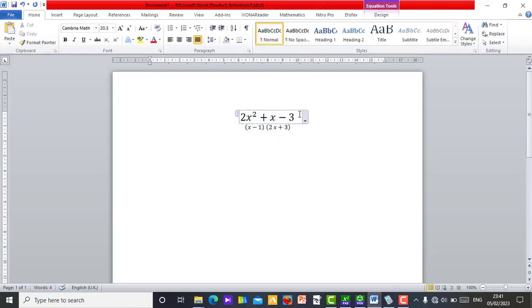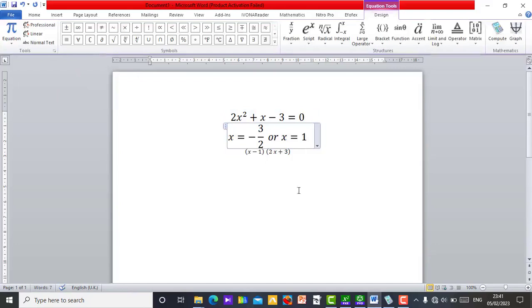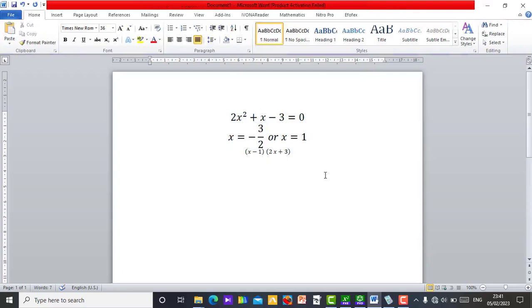Then if you are looking for the root, put your expression equal to 0, then go to mathematics, tap on this. You see, it will tell you to solve for x, which is the root of this equation. Click on solve for x. The result for x is minus 3/2 or x equals 1. These are the answers when you solve this quadratic equation. You can see the factors, you can see the answer. So you can actually do so many things in your Microsoft Word as a calculator. So that is for factorization.